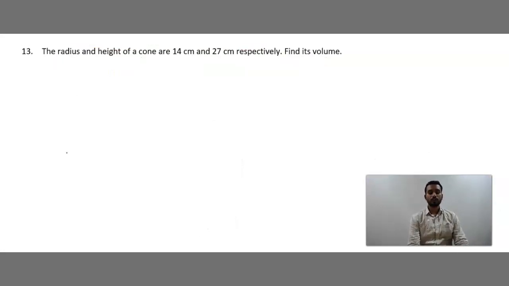Look at this question, students. What is the question here? The radius and height of a cone are 14 cm and 27 cm respectively. Find its volume. Simple problem. So radius is 14 and height is 27. Right? We should find the volume.